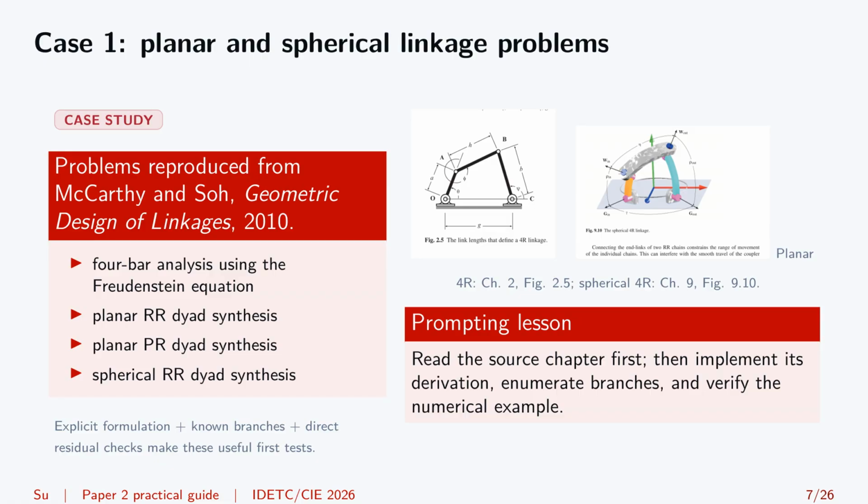The first family is planar and spherical linkage problems: 4-bar analysis, planar RR and PR dyad synthesis, and spherical RR dyad synthesis. These are good first tests because the literature gives an explicit formulation, expected branches, and direct residual checks. The agent should read the source, implement it, enumerate the branches, and verify the example.